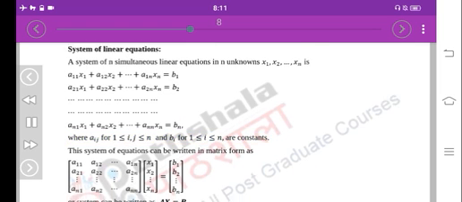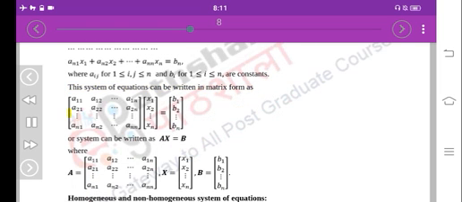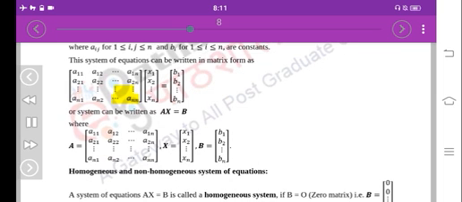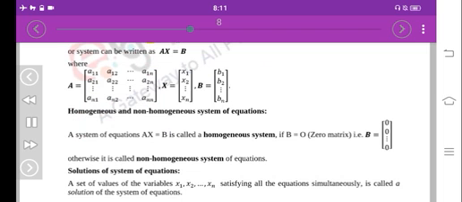This system of equations can be written in matrix form as AX equals B, where A is the matrix of coefficients a11 through ann, X is the column of unknowns x1, x2, up to xn, and B is the column b1, b2, up to bn.